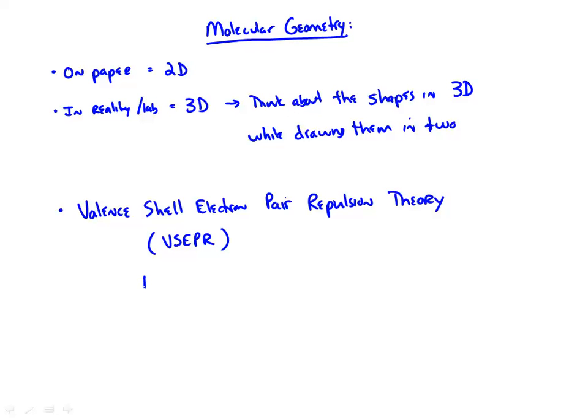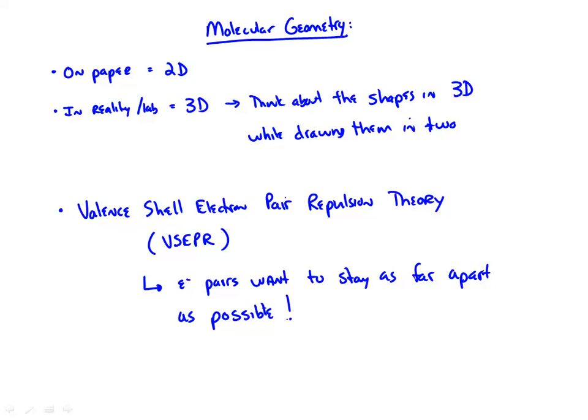It's a pretty basic theory. It simply says that electrons want to stay as far apart as possible, or we can maybe say electron pairs want to stay as far apart as possible. So when we think about molecular geometry, the only rule we truly have to apply is valence shell electron pair repulsion theory to figure out how to keep those atoms as far apart as completely possible.